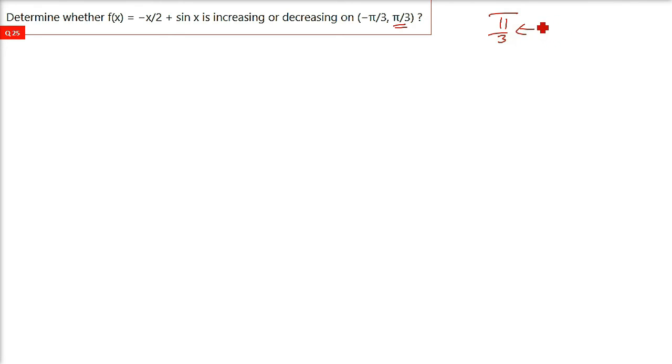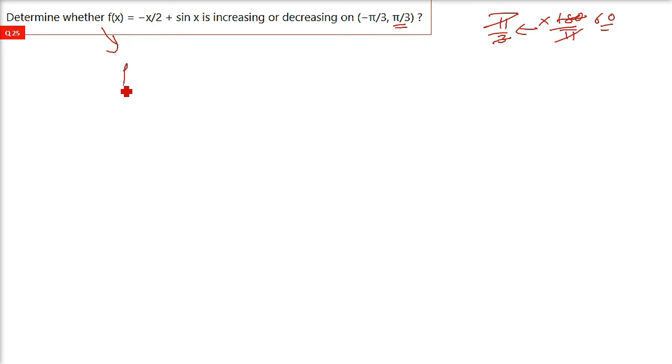This will always come. Just multiply it by 180 by pi, so it will be changed to degrees. 3 sixes are 18, so 60 degree. We are talking about 60 degree and minus 60 degree. There is nothing called minus 60 degree as such, but it is just a mirror reflection of pi by 3 on the coordinate axis. So we need to find out whether it is increasing or decreasing.